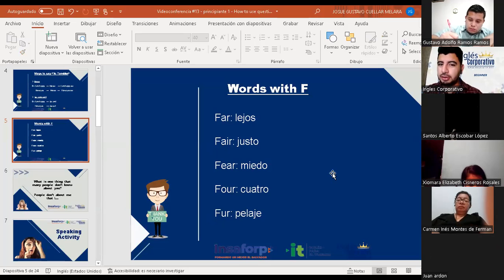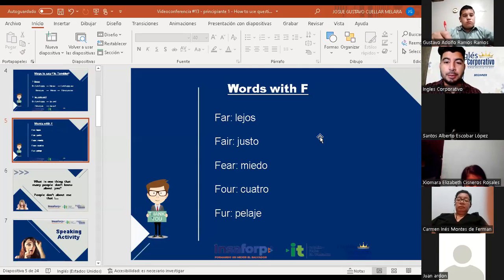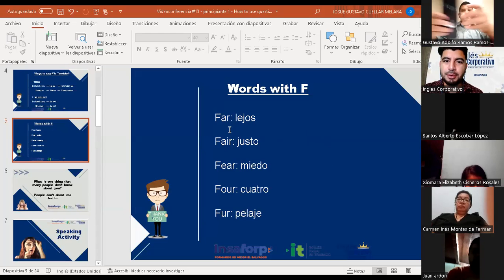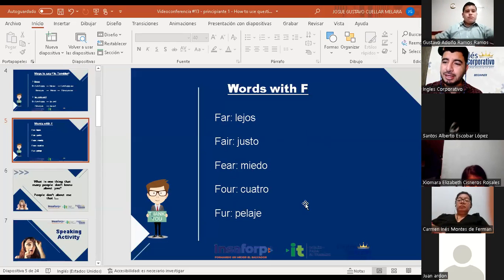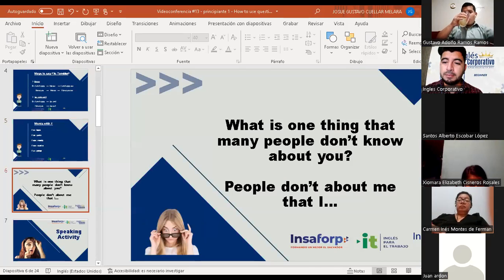Vamos a seguir viendo o revisando algunas palabras que pueden ser un tanto, pues, equivocadas, ¿verdad? O mal pronunciadas. Recuerden, far, fair, fear, or fur. Aquí se ven fáciles porque las tengo en orden, pero ya al verlas, digamos, en desorden, ahí, pues, posiblemente pueda cambiar. Se puede confundir.